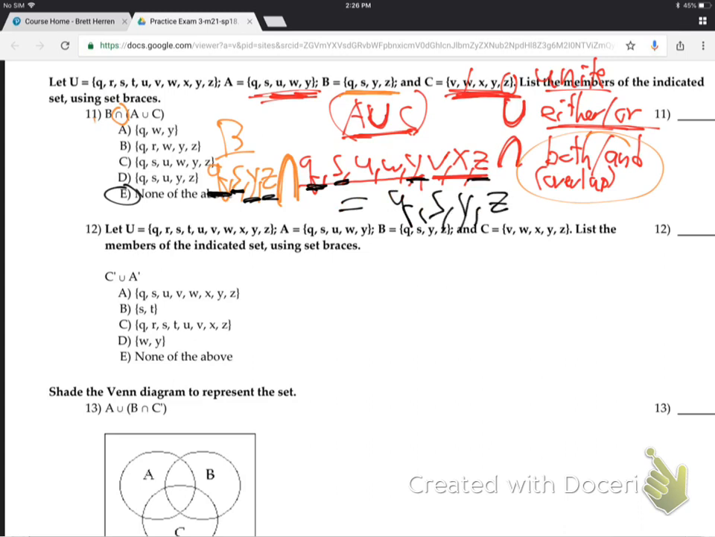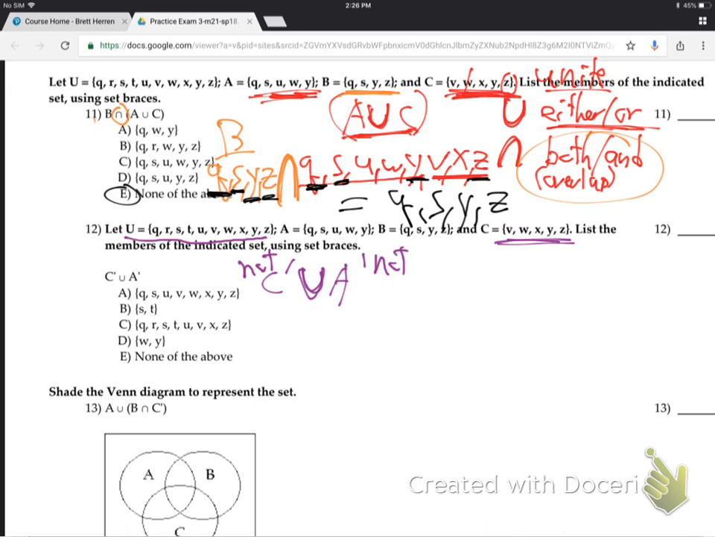Let's come down here now to 12. So C, I don't know if you can read that, C prime union A prime. What does the prime mark mean? Not. It means whatever's not in C and not in A united. Okay, so first off, what's not in C? Here's C. C is those letters. Now, what is this U thing? What does it mean when they put U in the front? The universe. That's the universe. That's everything possible in this problem. So everything possible in this problem is Q to the end of the alphabet. Q, R, S, T, U, V, W, X, Y, and Z, right? Everything possible in this problem.